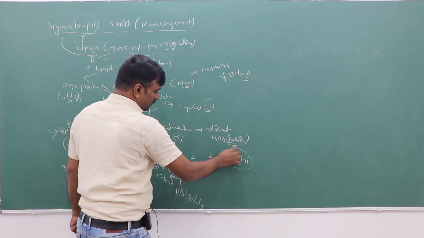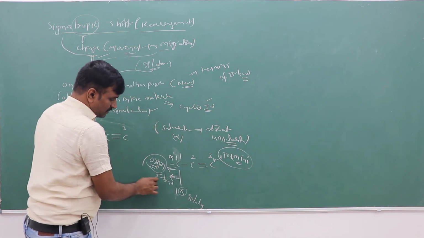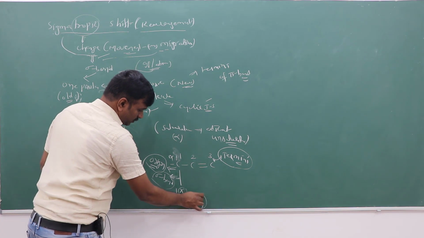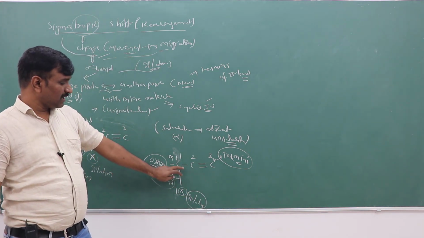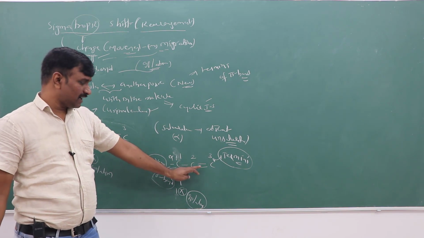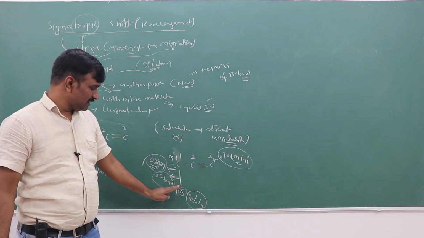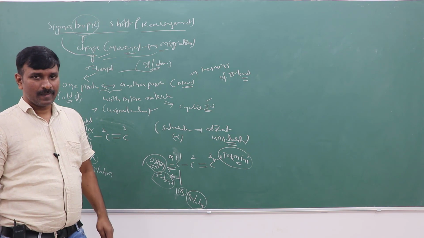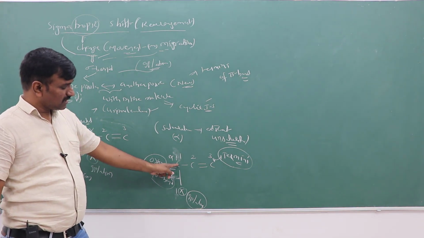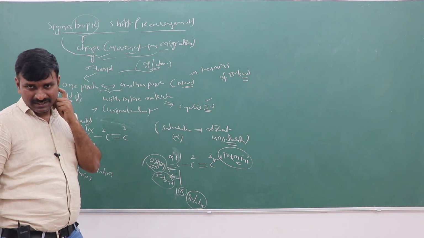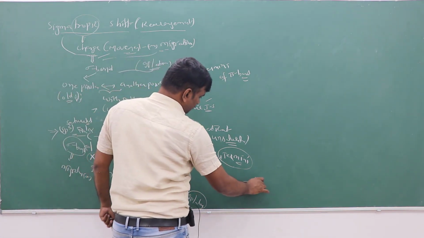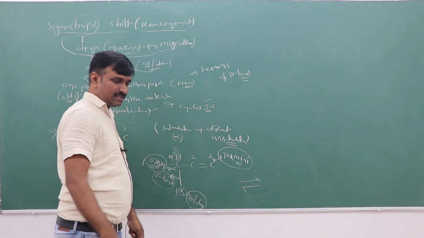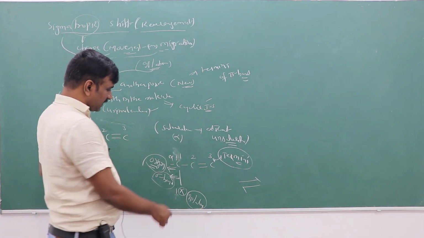This is the migrating termini, migrating origin, migrating sigma bond, migrating group or atom. How can you select the migrating sigma bond? That is the saturated position adjacent or nearer to the unsaturation. That is the migrating sigma bond. So this alpha position must always be a saturated position. It takes place through the cyclic transition state.